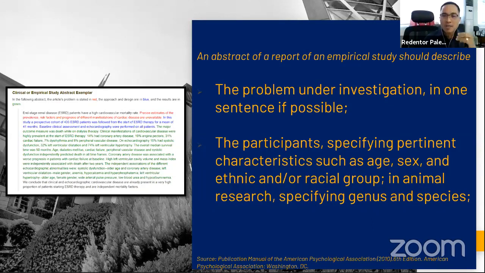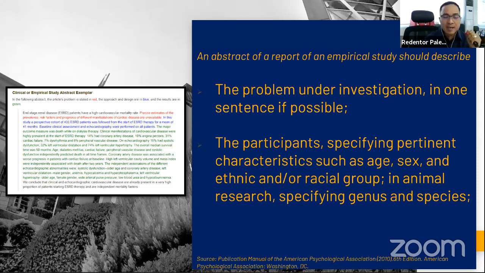If your paper is an empirical study, then your abstract should have this. Number one, the problem under investigation. Another one, you need to include the participants. You have to specify their characteristics such as age, sex, ethnic and racial group, and all. If you view the example of the abstract of an empirical study on the screen, you would notice that all the characteristics mentioned in the APA are there. So the problem under investigation is there. It's about end-stage renal disease, or the ESRD.